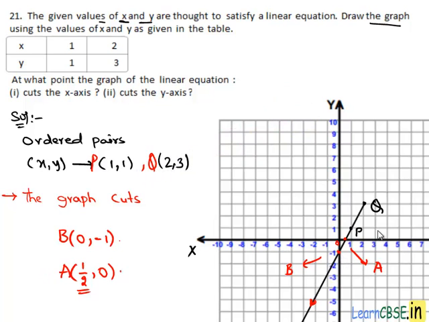Therefore the graph cuts the x axis at point A, and its coordinates are (1/2, 0). Similarly it cuts the y axis at point B, whose coordinates are (0, -1). And this completes our solution.